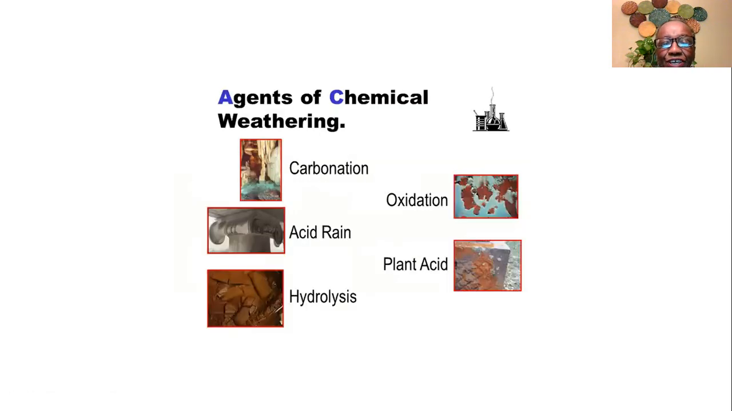Now here are some agents of chemical weathering. Carbonation, we have acid rain, hydrolysis, oxidation, plant acids. Now we just talked about plant acids. Remember, as plants grow, or as we can have lichens that are organisms, and we can also have mosses that grow on the rocks, they produce weak acids. And we talked about oxidation, which occurs in rocks that have minerals that have a lot of iron in them, and it's going to react with the oxygen in the atmosphere or the oxygen dissolved in water. And then we'll talk about these others.